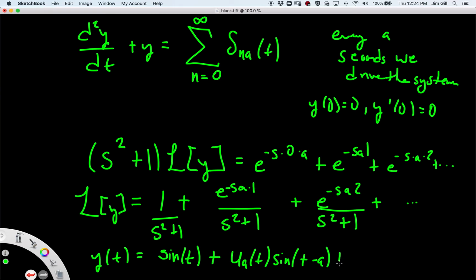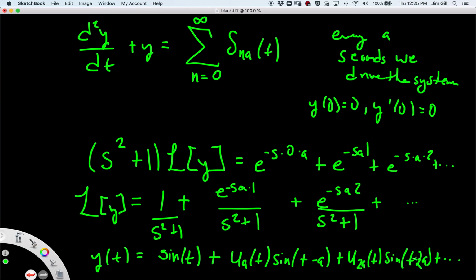And this next one is u 2a of t sine t minus a, etc., etc. So what we're going to get now is these sines, but we're delaying the additional ones that we're adding. Oh, and this shouldn't be t minus a here. This should be t minus 2a.